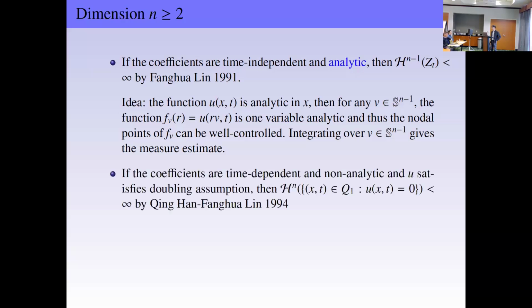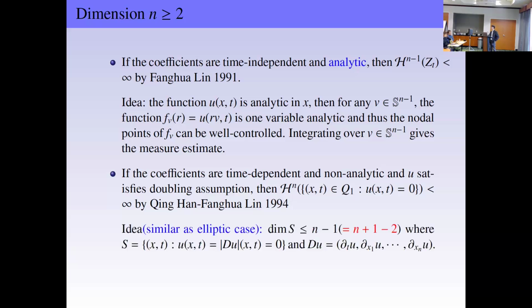Another result is for the case where we do not assume the analytic condition, and it is due to Qinghan and Wenshuai. Under the doubling assumption, they can prove that the Nodal set has codimension 1 finite measure, but this Nodal set is in the space-time, not on a time slice.